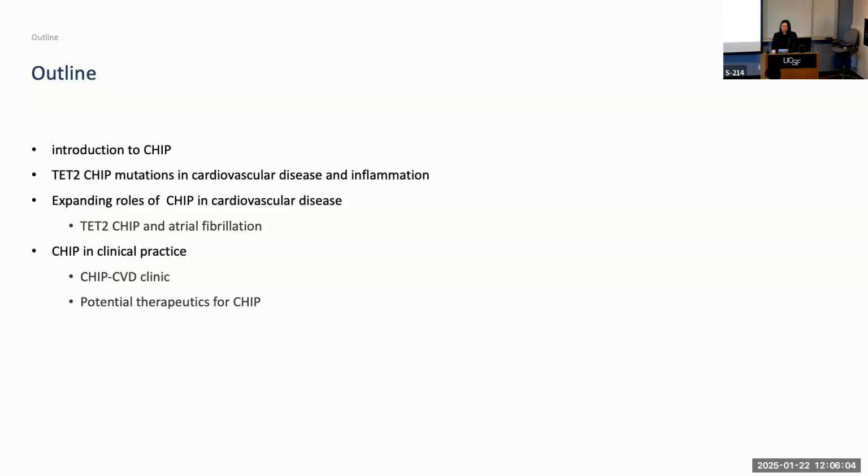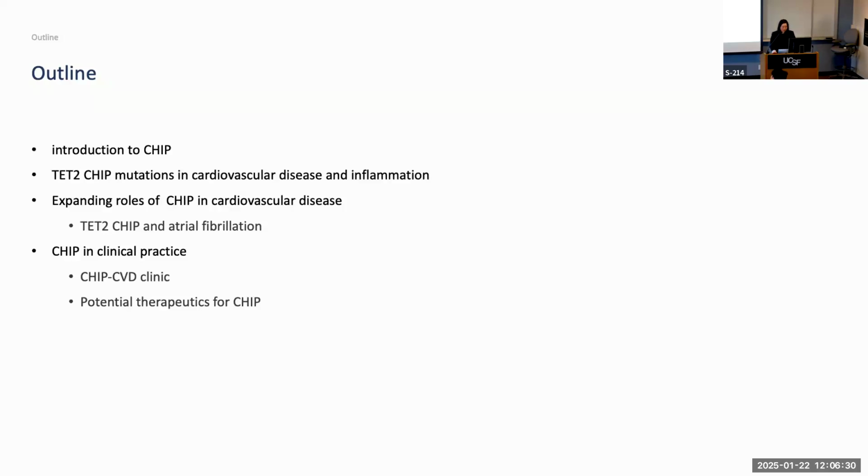I find that this is useful because it is a relatively new field, and so there's a lot of evidence and science that I think we can go over to get a good background. Next, I'll focus on one specific type of CHIP mutations, which is a TET2 CHIP mutation and its role in cardiovascular disease and inflammation, followed by looking at expanding roles of CHIP in cardiovascular disease, specifically in atrial fibrillation.